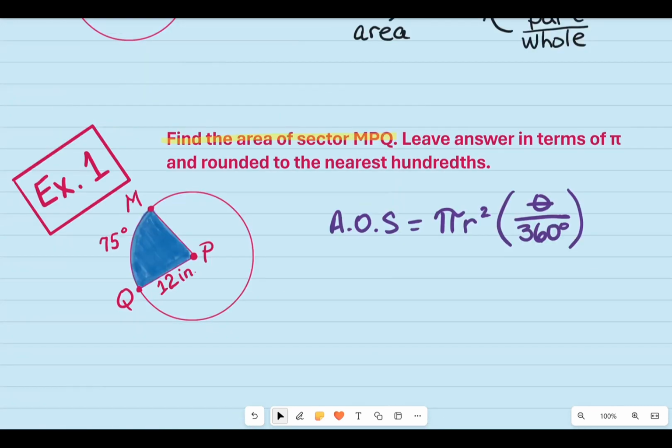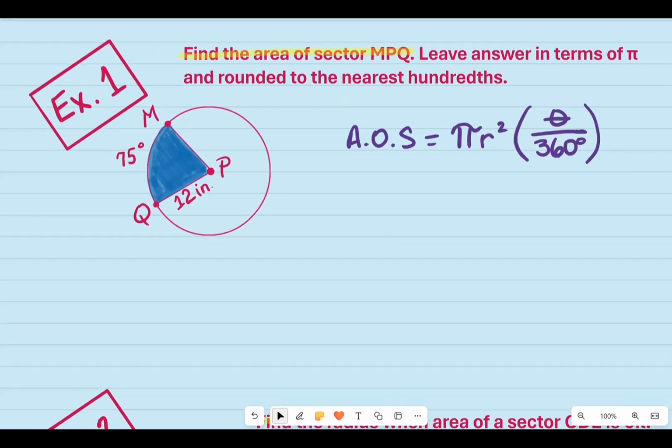For example 1, I like to highlight what I'm looking for so I will know in my formula which variables should actually have something in place of them and which ones should not. So here it says find the area of sector MPQ, that's the part that's shaded in blue, and leave the answer in terms of pi and round it to the nearest hundredths. So I'm trying to find the area of the sector, so I'm just going to leave that variable. You can label it X or any variable that you want.